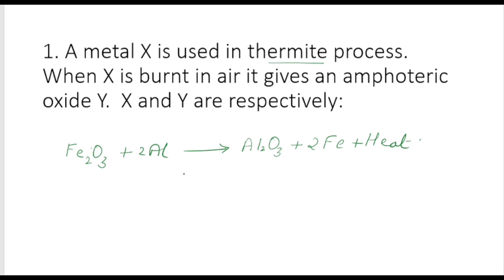So here they are telling a metal X is used. Here out of these reactants, aluminium is the metal. So X can be written as aluminium. And X is burned in air, it gives an amphoteric oxide Y. You know that aluminium oxide is an amphoteric oxide. So you can tell aluminium oxide as the answer.